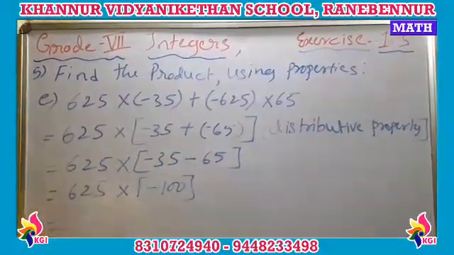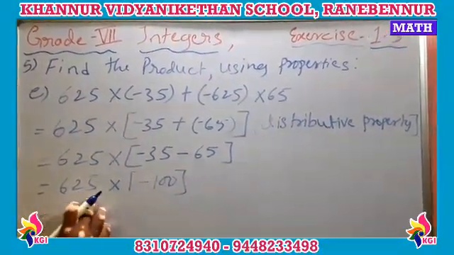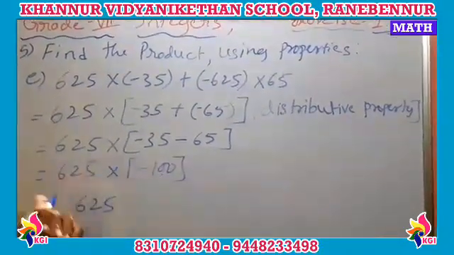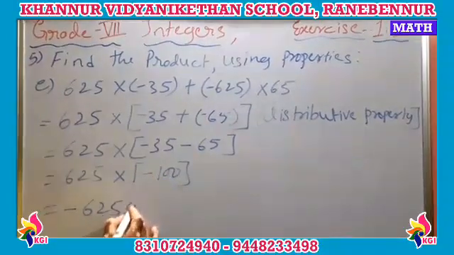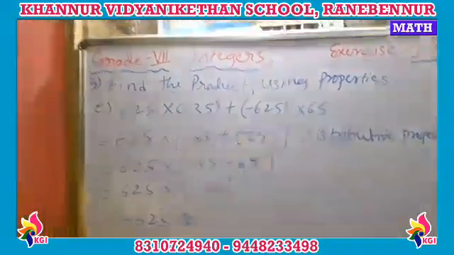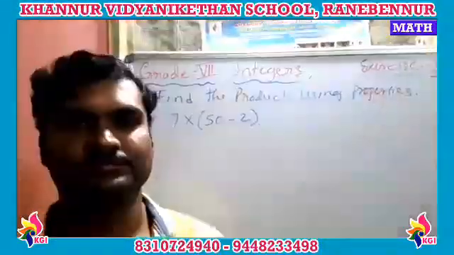Okay. So if I get minus 100, then 1 into 625 is 625 itself. Minus into plus is minus, and these two zeros I can mention over here. So the answer is minus 62,500. Correct now, children?